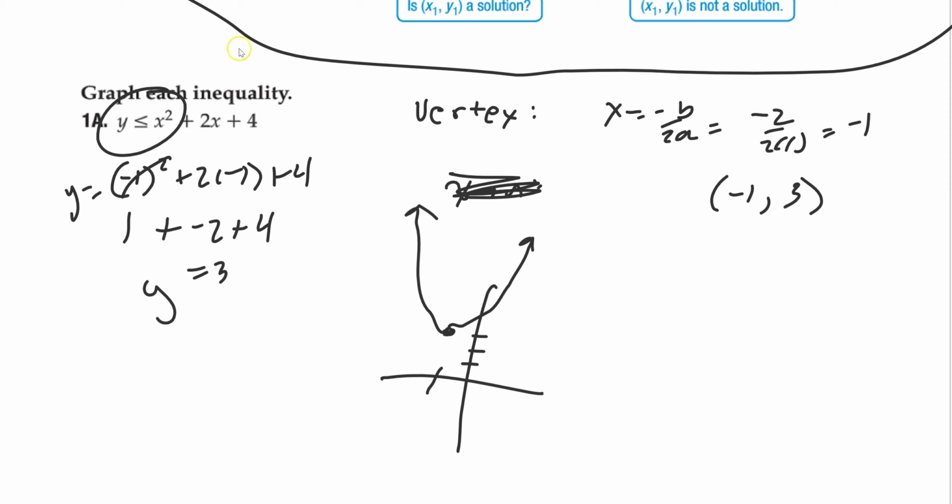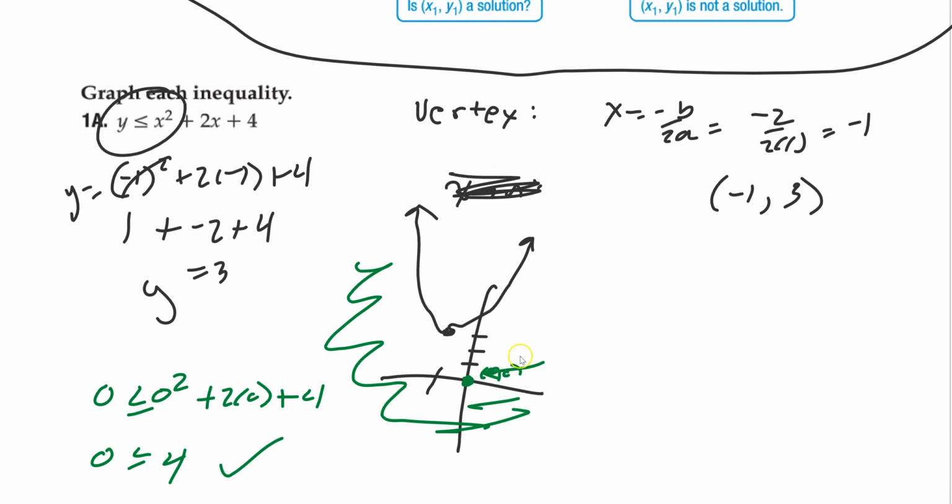But a lot of times with this, you generally want to try a test point because you're not always doing proper notation. So let's do a test point first. Pick a point like 0, 0. Plug into the equation and see if it works. 0 is less than 0 squared plus 2 times 0 plus 4. So 0 is less than 4. That is true, so we do shade in that spot.